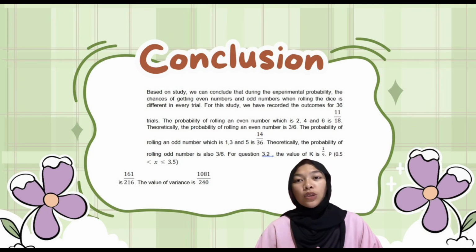For question 3.2, the value of k is 1 over 9, the probability that 0.5 is less than x less than or equal to 3.5 is 161 over 216, and the value of variance is 1081 over 240.